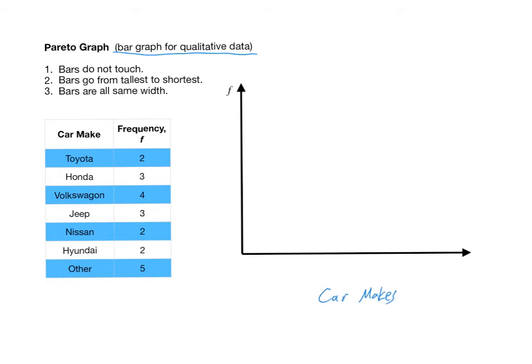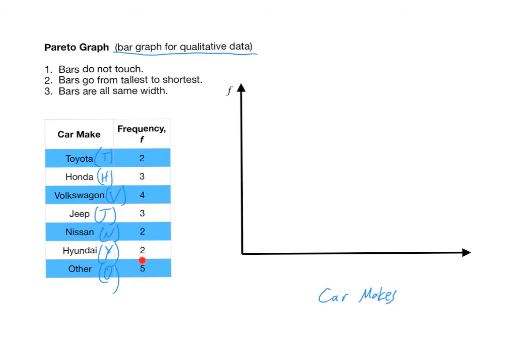And so we don't have to write out the entire names, let's abbreviate each of these. So we'll use T for Toyota, H for Honda, V for Volkswagen, J for Jeep, N for Nissan. Can't use H again for Hyundai, so let's use Y. And O for other. Now, we don't simply put those names in alphabetical order. We need to put them in order from the highest frequency to the lowest frequency.